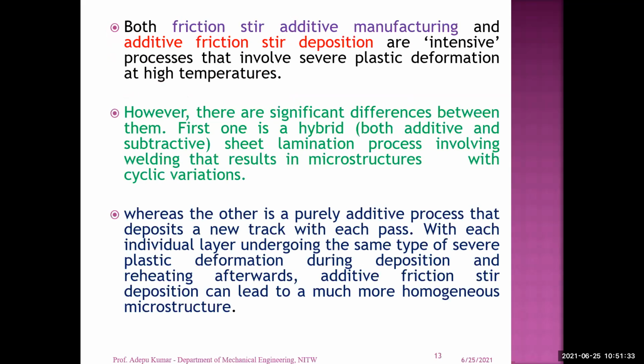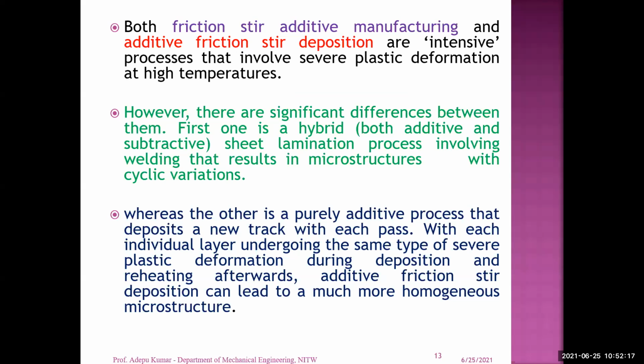Both friction stir additive manufacturing and additive friction deposition are intensive processes that involve severe plastic deformation. Friction stir welding comes under solid state welding, and severe plastic deformation takes place. Whenever a material undergoes severe plastic deformation, it reduces the grain size. The grain size becomes very, very fine.